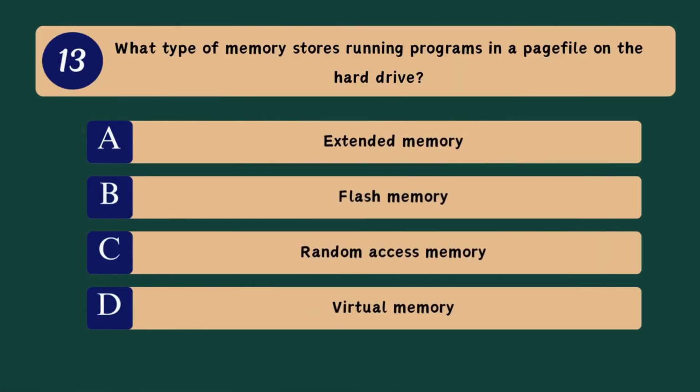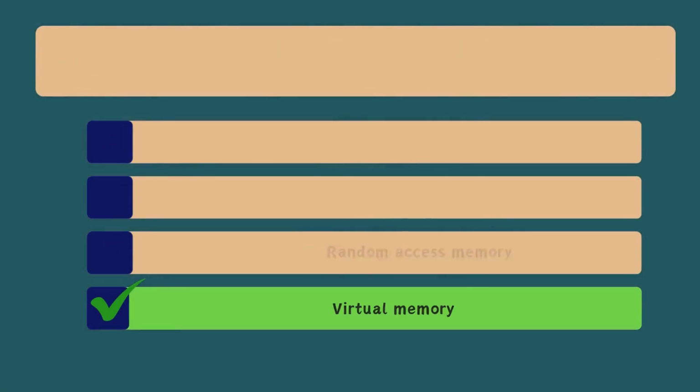Question 13. What type of memory stores running programs in a page file on the hard drive? A. Extended memory. B. Flash memory. C. Random access memory. D. Virtual memory. Correct answer: D. Virtual memory.